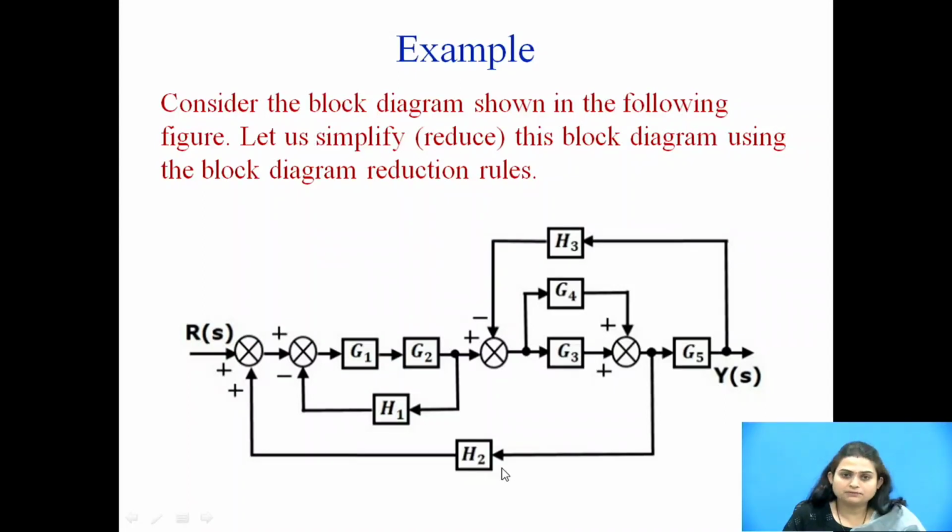This is the example for the block diagram reduction rule. We have to consider this block diagram and simplify it with the help of the block diagram reduction rules. First, observe this block diagram. The first step is to identify which blocks are connected in series, which blocks are connected in parallel, and which blocks are forming a minor feedback loop. Here we can see that G1 and G2, these two blocks, are connected in series, and G3 and G4, these two blocks, are connected in parallel. Here a plus sign is there, so we can add these two blocks.